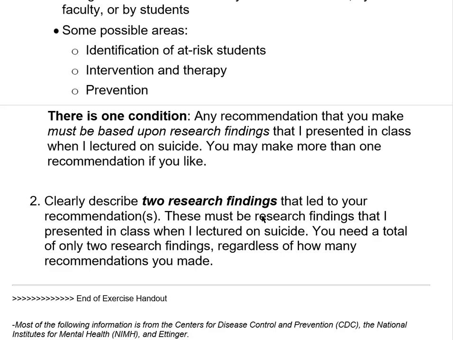Clearly describe 2 research findings that led to your recommendations. These must be research findings that I presented in class when I lectured on suicide. You need a total of just 2 research findings, regardless of how many recommendations you made. What is a research finding? Anything that I'm about to lecture on, you can use it as a research finding. It doesn't necessarily have to be one of the statistics I'm about to present, just any of the concepts that I'm about to present.